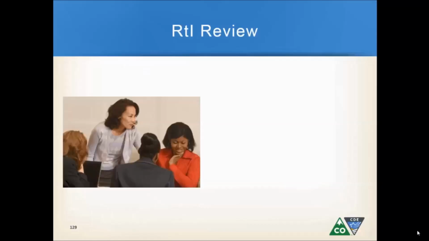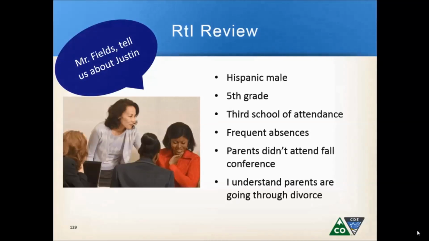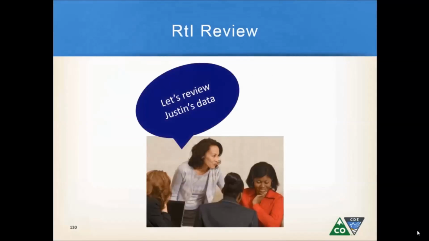At the next RTI meeting, the coordinator asks Mr. Fields to share what he knows about Justin. Well, he's a Hispanic male in my 5th grade class. I believe this is the 3rd school of his attendance. He has frequent absences, and his parents didn't even bother to attend fall conferences, but I do understand his parents are going through a divorce. The team decides to review his data.